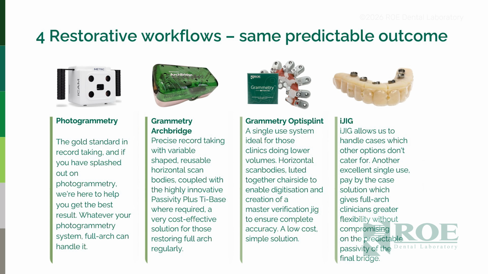And then you've got iJig, which is slightly more of an analog. It still has a digital starting point, but this is a sectioned try-in that is sent out to you, where you lute it together and do that as a manual verification check in the mouth prior to sending that back into the laboratory. And this can give dentists a little bit more flexibility because it's a one-off purchase rather than investing in any equipment at all, bar their iOS.